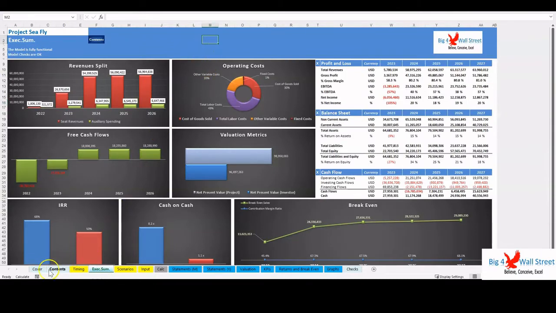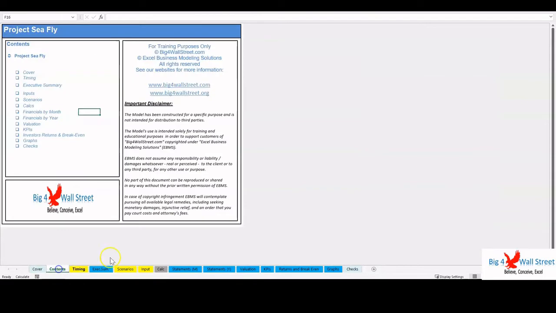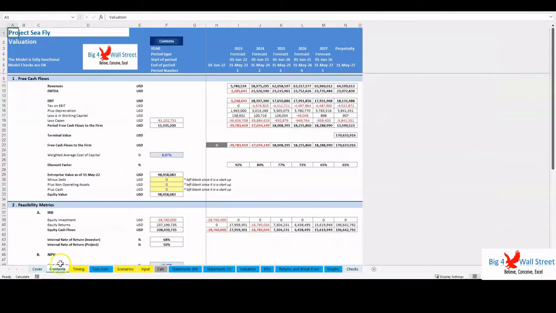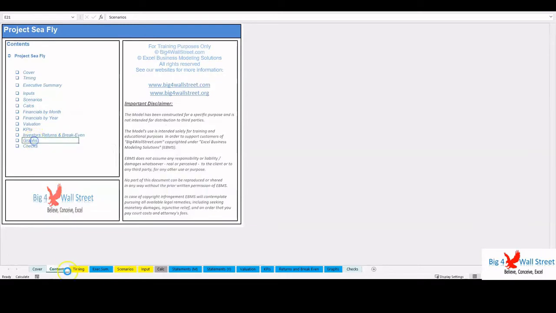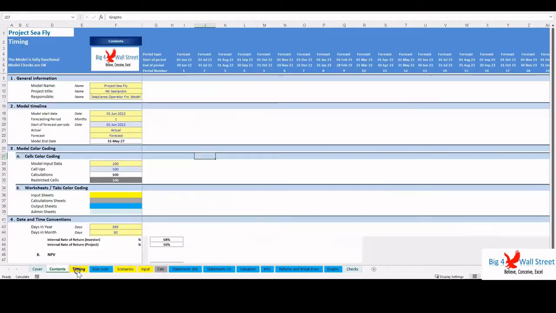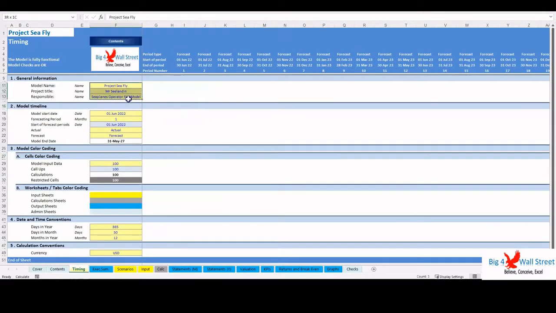So, a quick overview of the model. In the Contents tab you can see the structure of the model, and by clicking on any of the headlines you are redirected to the relevant worksheet. On the Timing tab you can feed the general information for the model, such as model name, responsible, timeline of the model, and date and currency conventions. Additionally, there is a description of the color coding of the model in the same tab.